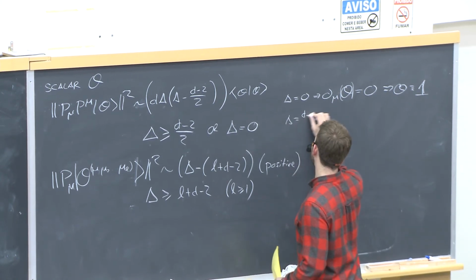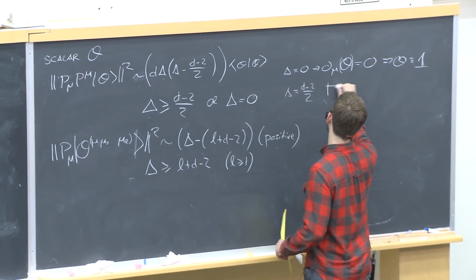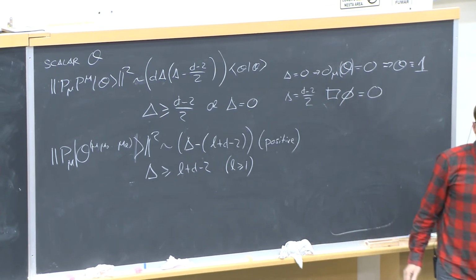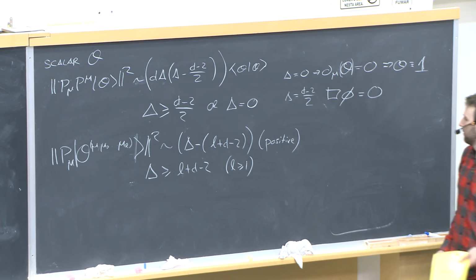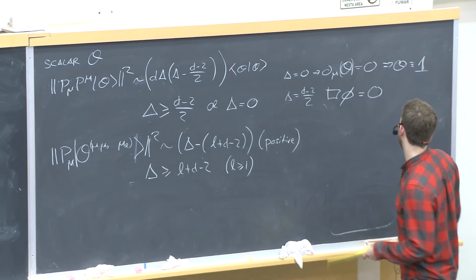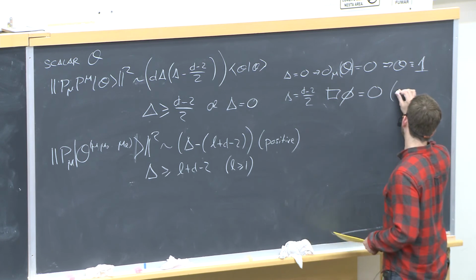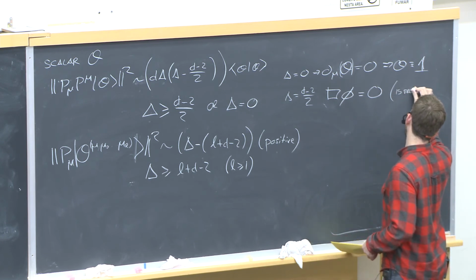If delta is equal to d minus 2 over 2, it means that you have an operator that obeys the equation of motion of a free scalar field, box phi equals 0. And indeed, it turns out that it means that this is a free scalar.